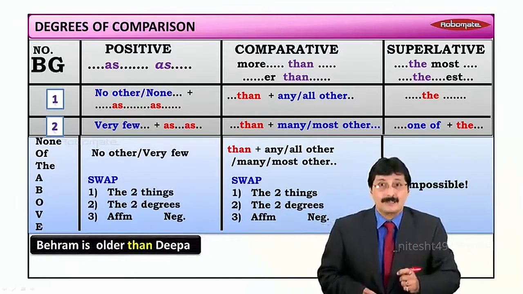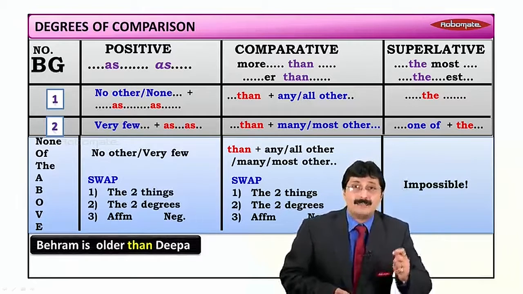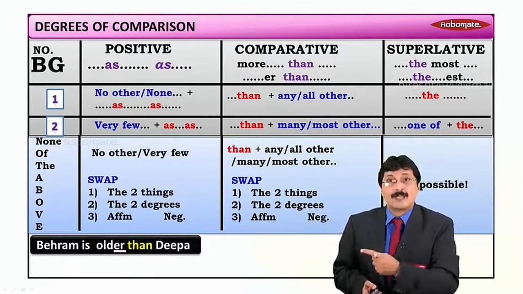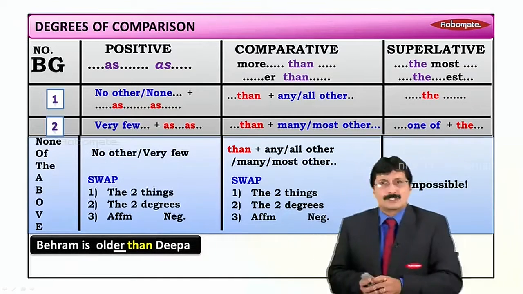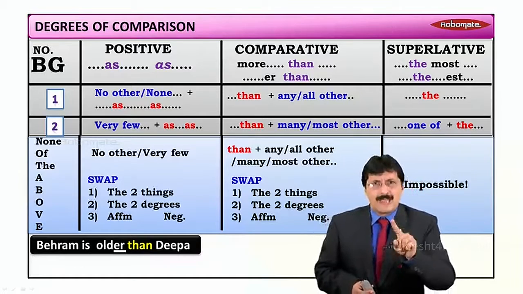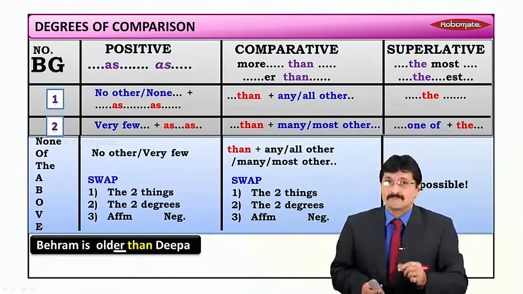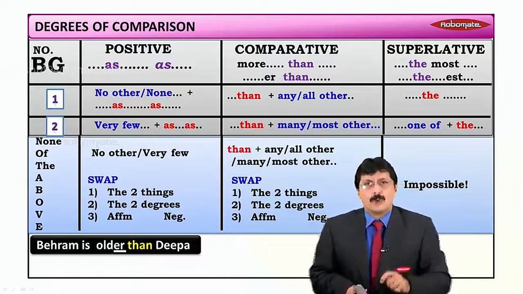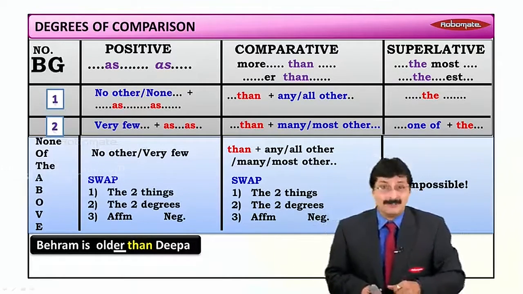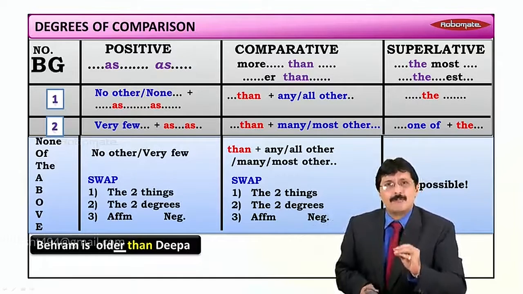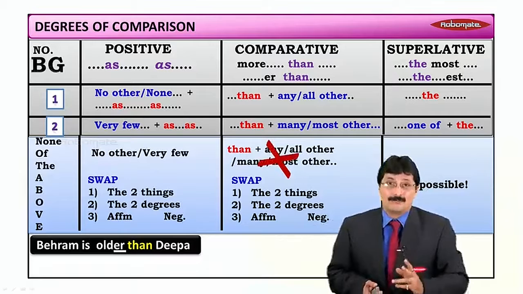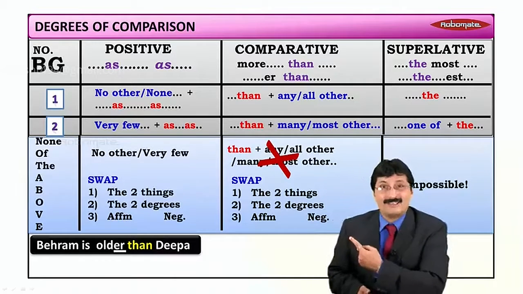My dear friends, Behram is older than Deepa. Is this comparative? Yes, it is. How do I know? ER. So let's look at comparative. After that, do I have any other or all other? No. Do I have many other or most other? Not at all. Which means this cannot be combo number 1 or combo number 2. This is a different combo. And that's combo number 3.